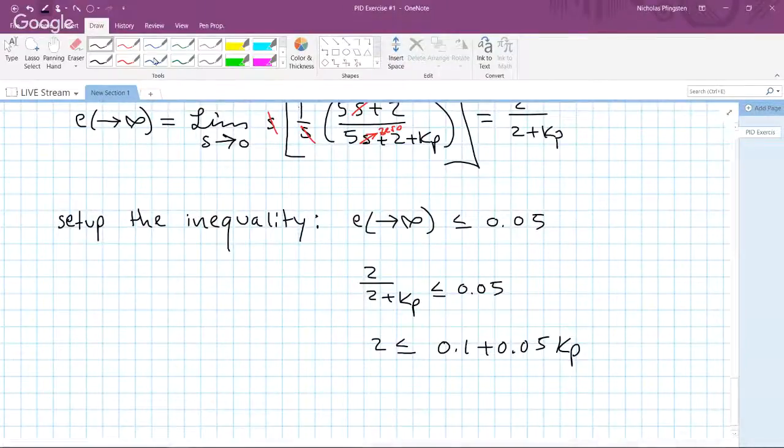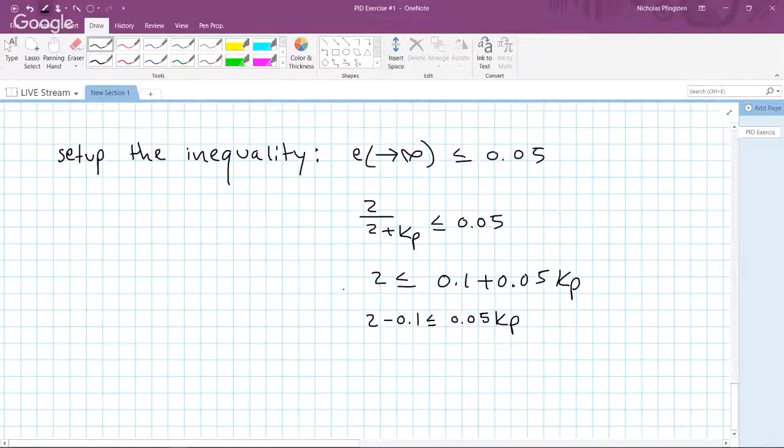And for those of you who need the visual, I'll just do it all out. 2 minus 0.1 is 1.9, 0.05 Kp, and then we're going to have 1.9 all over 0.05 less than or equal to Kp. And then that'll give us 38.